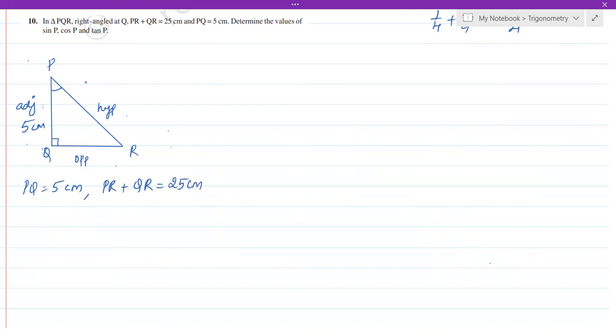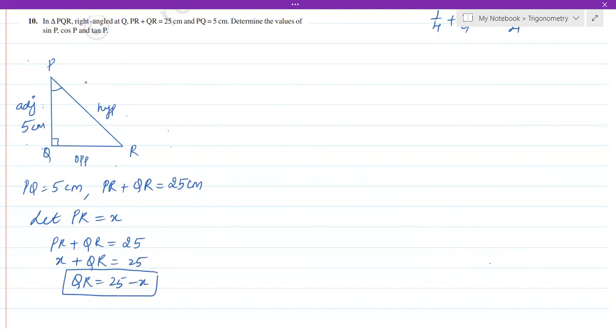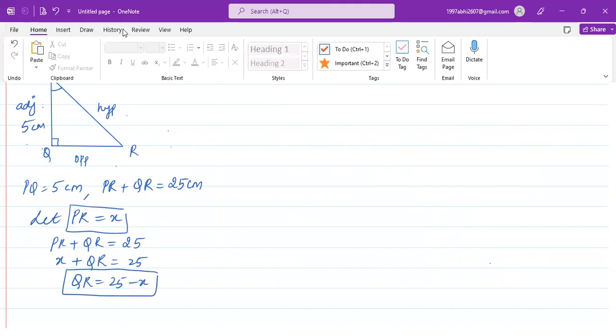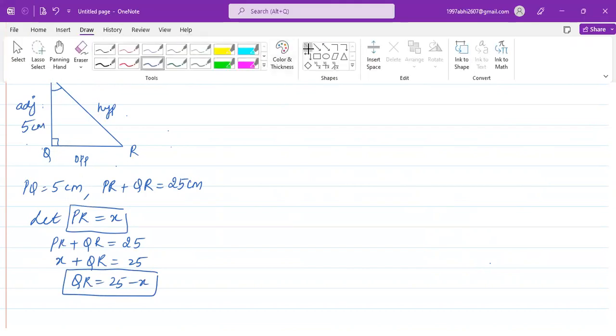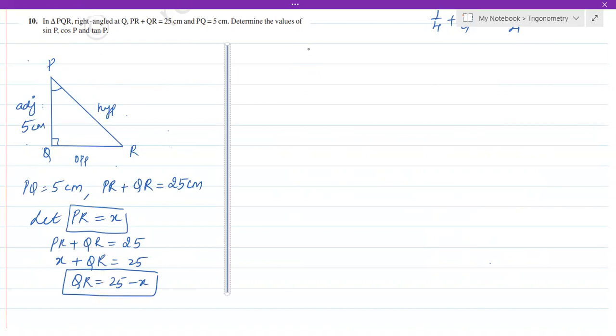So what we'll do is, among this PR and QR, let's take any one as X. Let PR be equal to X centimeter. So they've given that PR plus QR is equal to 25 centimeters. PR we have taken as X, plus QR is equal to 25. Therefore, QR will become 25 minus X, as X goes to the other side. Now we have got all three sides, two of them in terms of X. So let's find it using the Pythagoras theorem.